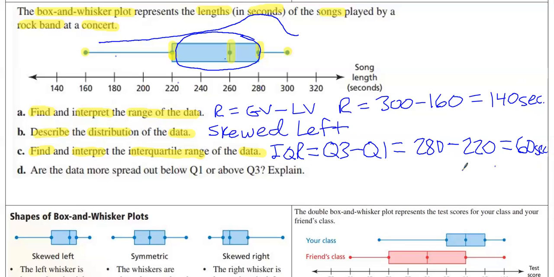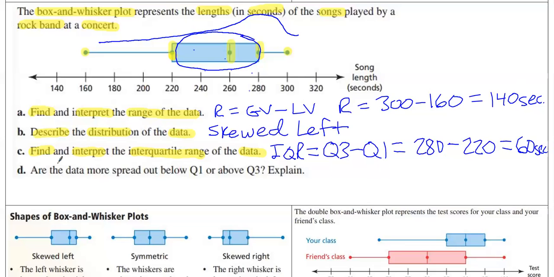Okay, now I would write this out. I'm going to verbally interpret this. Interpret means we're going to put labels on these things and actually explain what they mean. So it means 50% of the songs that were played were within 1 minute of length, right? From 220 seconds to 280 seconds. So half the songs were that long. Okay, last question, part D.